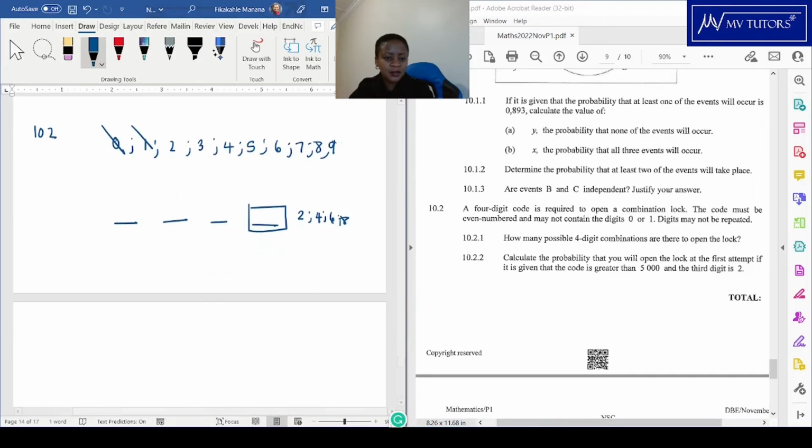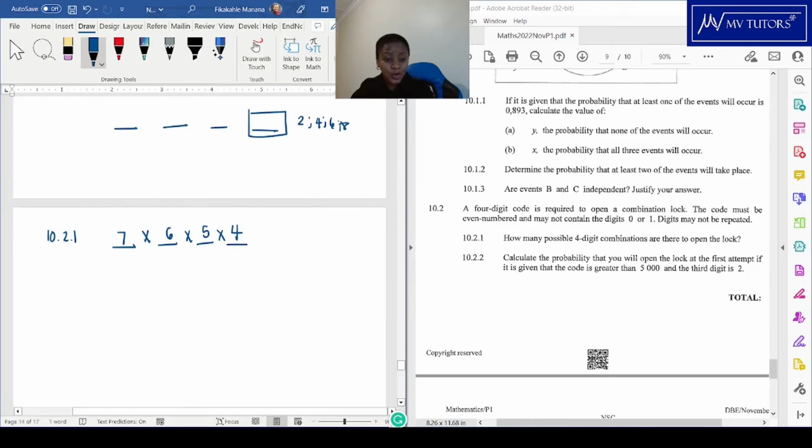Oh, we haven't even looked at the first question, but it says how many possible 4-digit combinations are there to open the lock? All right, so how many? We know that here we have 4 options, 2, 4, 6, 8. And once you have taken one of them, you have 3 left. So let's say you took 2, for example. Then you're left with these last digits, 1, 2, 3, 4, 5, 6, 7. Okay, so you have 7. Once you take that, you have 6. Once you take that, you have 5 options available for you to use.